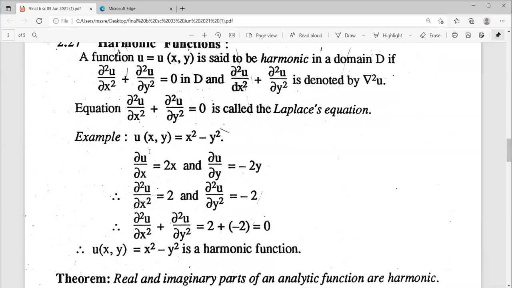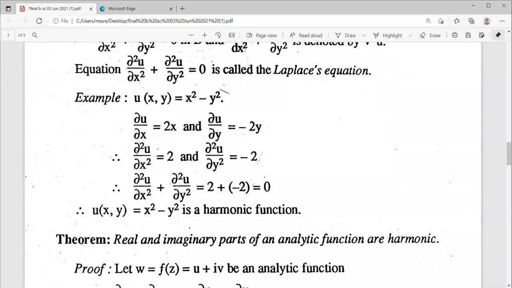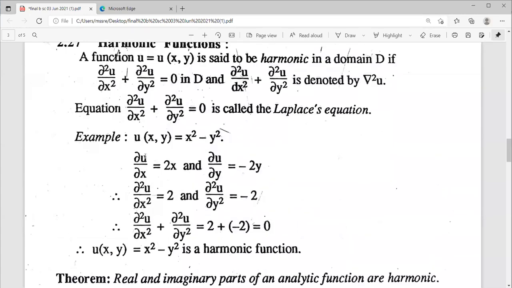First, we shall find the partial derivative of u with respect to x. Keeping y constant, you will get 2x. Similarly, the partial derivative of u with respect to y, keeping x constant, is minus 2y. Now differentiate delta u by delta x once again with respect to x. You will get delta square u by delta x square, and its value is 2. Again, differentiate delta u by delta y once again with respect to y, and you will get delta square u by delta y square. If you differentiate minus 2y with respect to y, you will get minus 2.